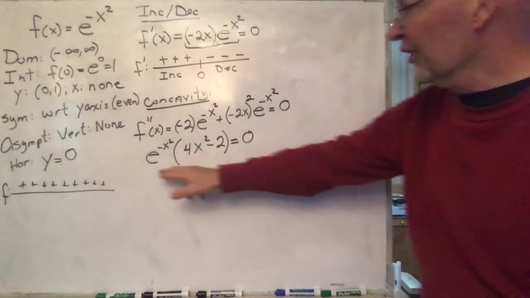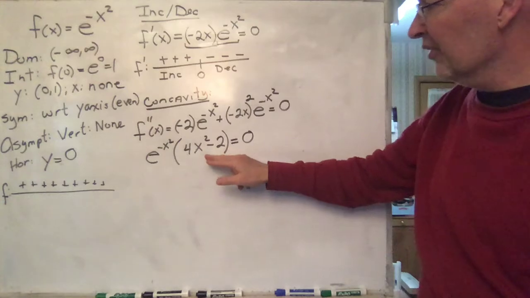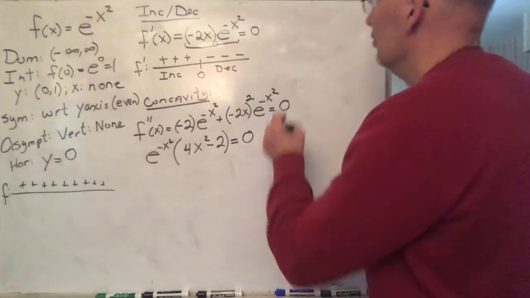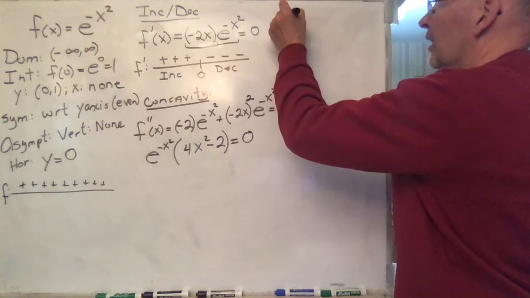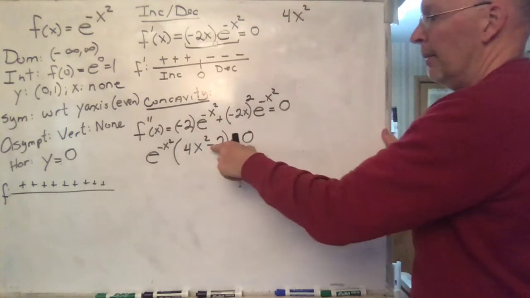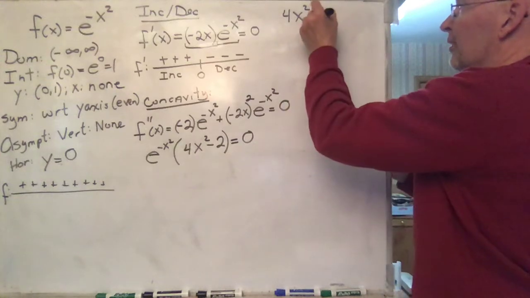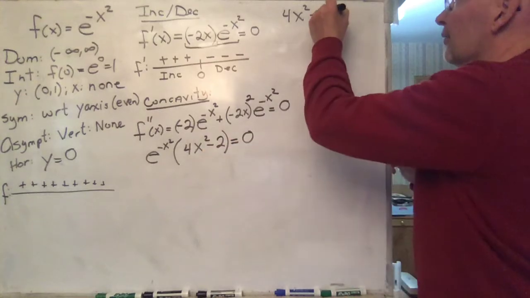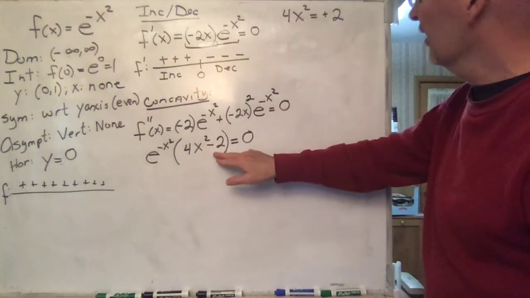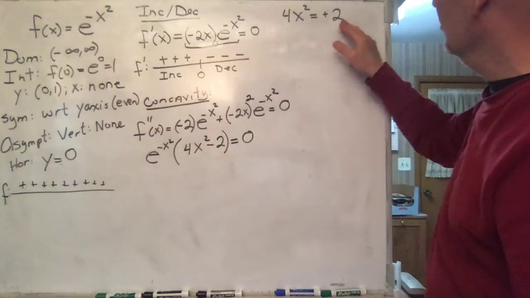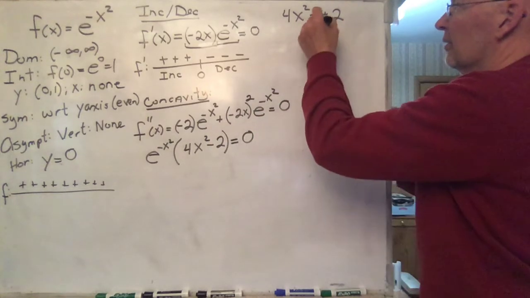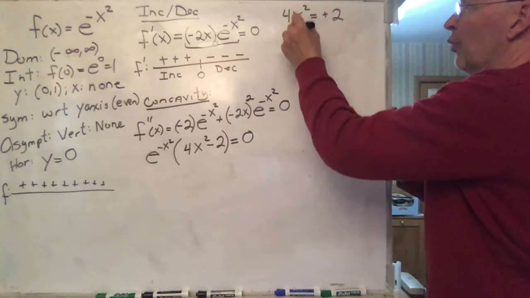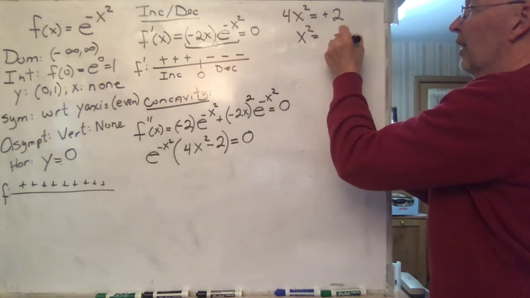So this will never be equal to 0, so we just need to know when this is equal to 0. How can we do that? Maybe the easiest way is to go up here: 4x squared minus 2 is equal to 0, which means that 4x squared has to be equal to positive 2. Divide both sides by 4, rather, and you get x squared is equal to 1/2.